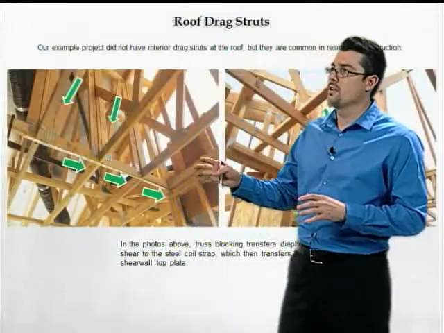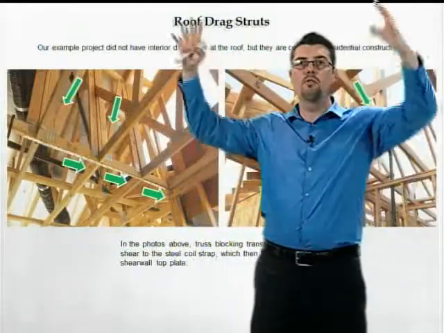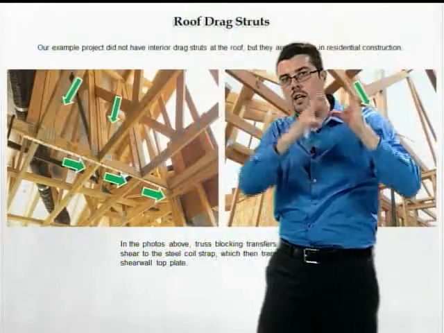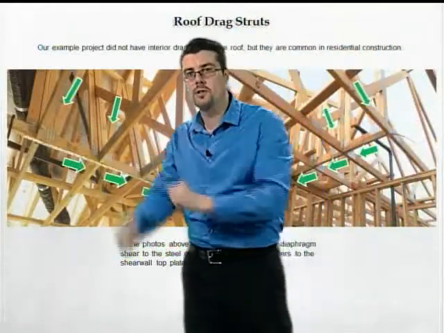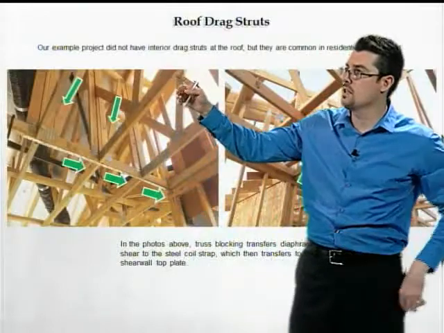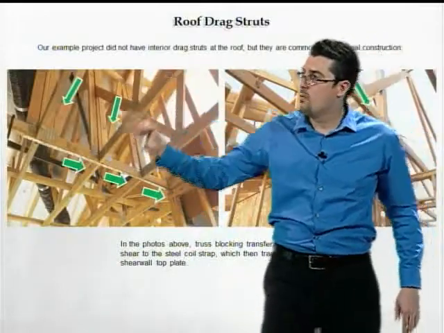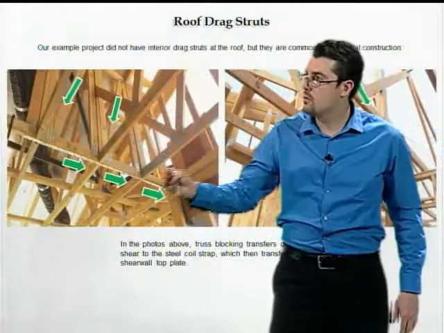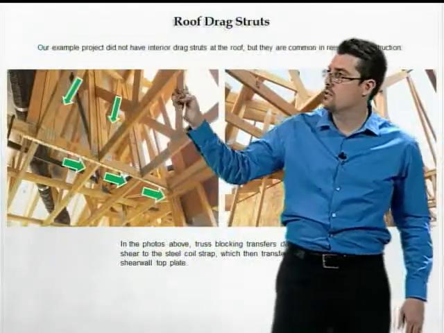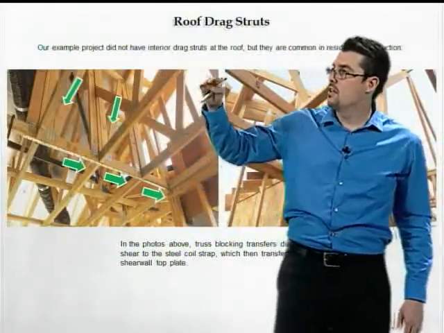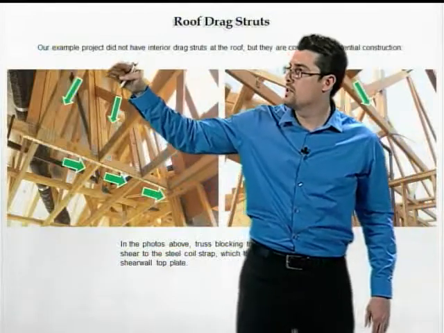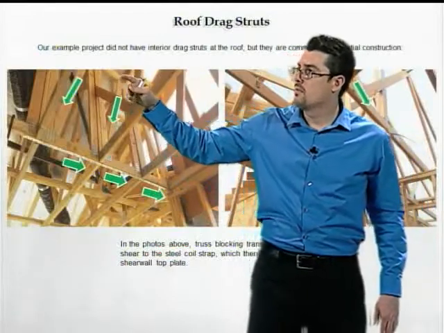Now again, what is a collector? A collector transfers load from the diaphragm, from the roof, collects it, and then transfers it to the shear wall, and that's exactly what we're seeing here. So what we've got is roof trusses, right? That's the bottom quarter of our truss. We got another truss here, so these are all roof trusses, and the roof plywood is above, somewhere up here.